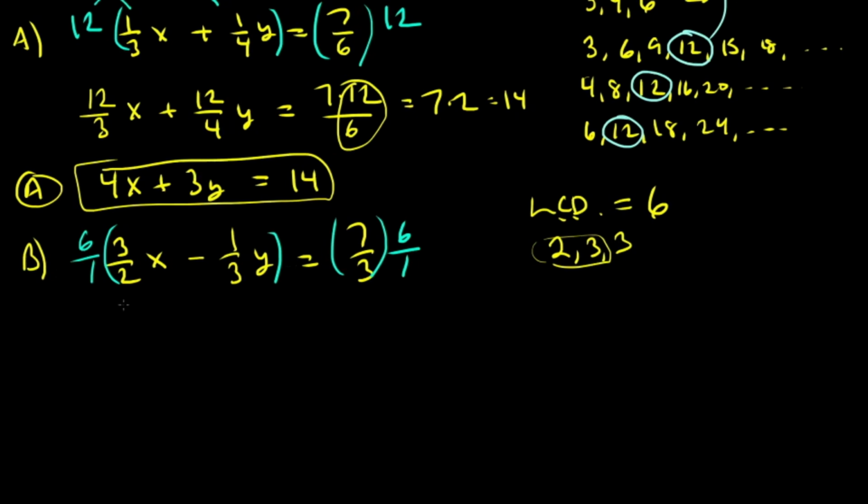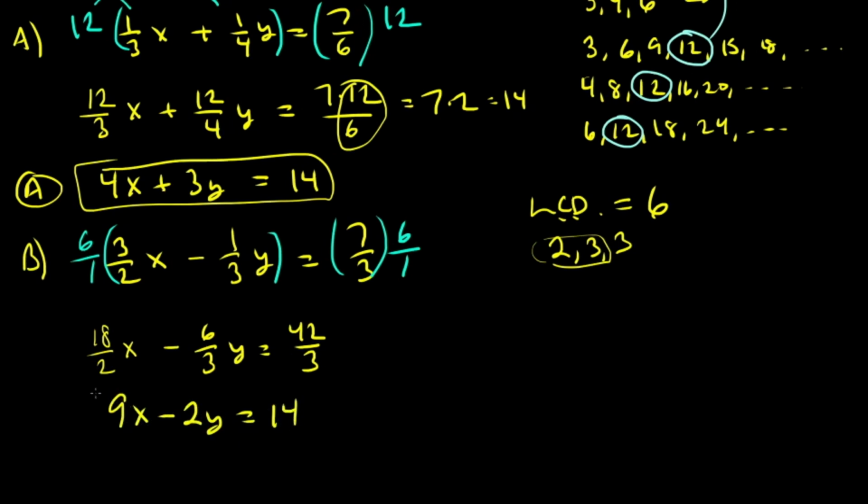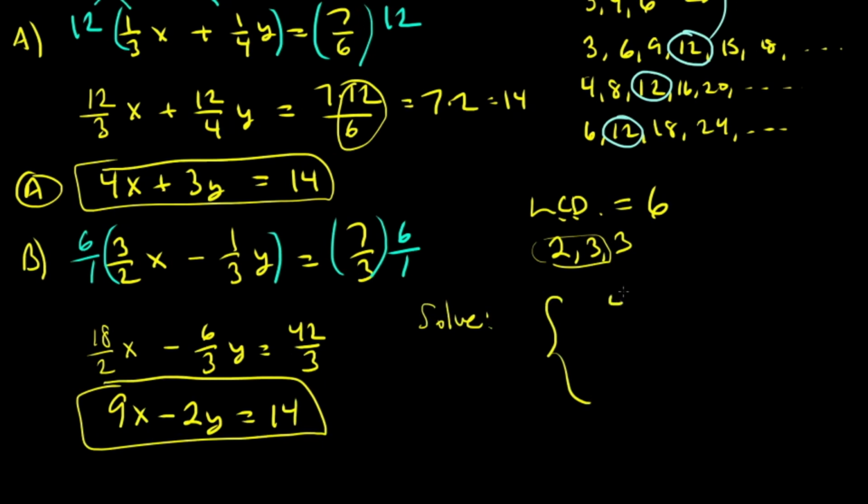When we do that, we get, let's see, 6 times 3 is 18. 18 divided by 2 is 9. We'll do that on the next step. And then 7 times 6 is 42, and 42 divided by 3 is 14 again. So this is 9x minus 2y is equal to 14. And there's equation B. So at this stage, we want to solve the two equations, 4x plus 3y equals 14, and 9x minus 2y equals 14.